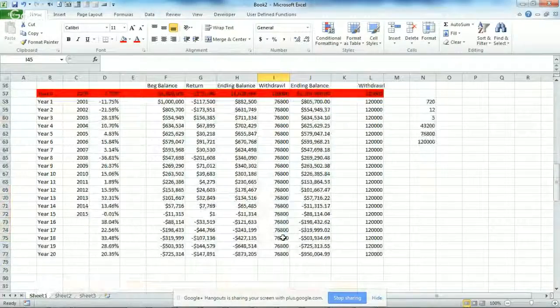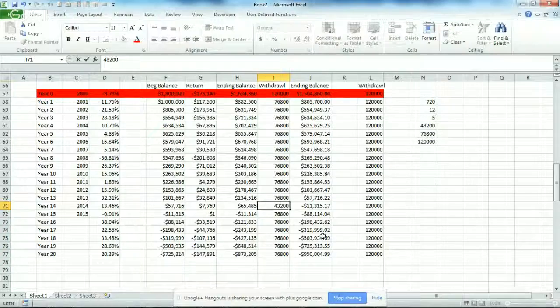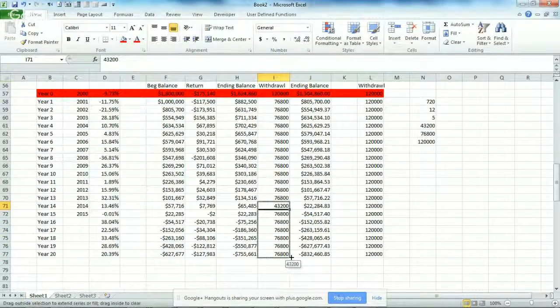Whereas once you run out of money from your portfolio here, you will still get 43,200 based on the annuity payment. So that's where we still have to look at the risk and return.